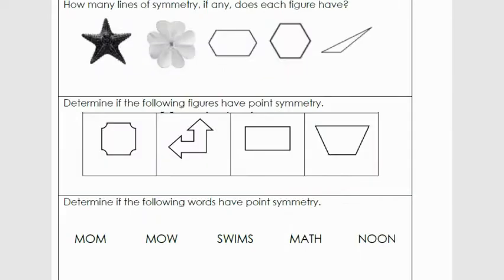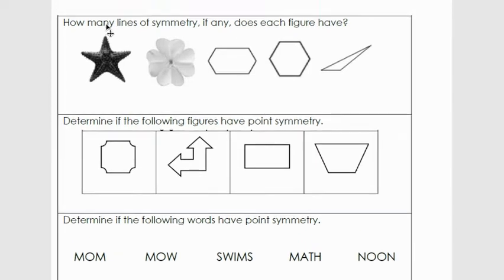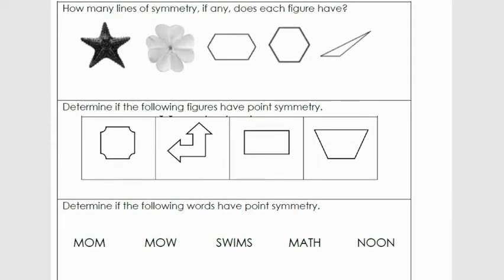Okay. How many lines of symmetry does each figure have? So the starfish, kind of similar to the triangle when we looked at it, we can draw a line of symmetry through each of its different vertices. So let's draw those in. So we could have that one. We could have that one.